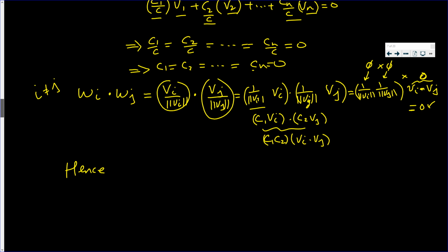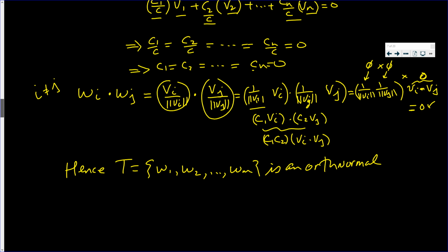Hence, T equals W1, W2, all the way up to W sub m is an orthonormal set. Sorry, forget set. It's an orthonormal basis for W. And we constructed it. Now that's real mathematics.